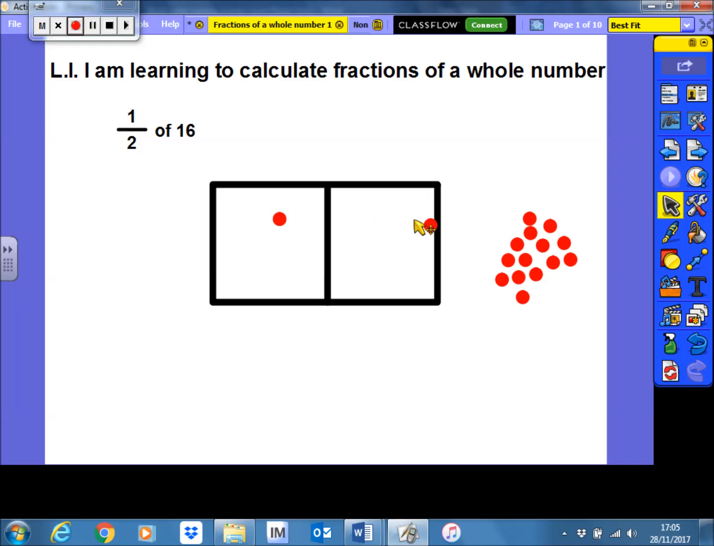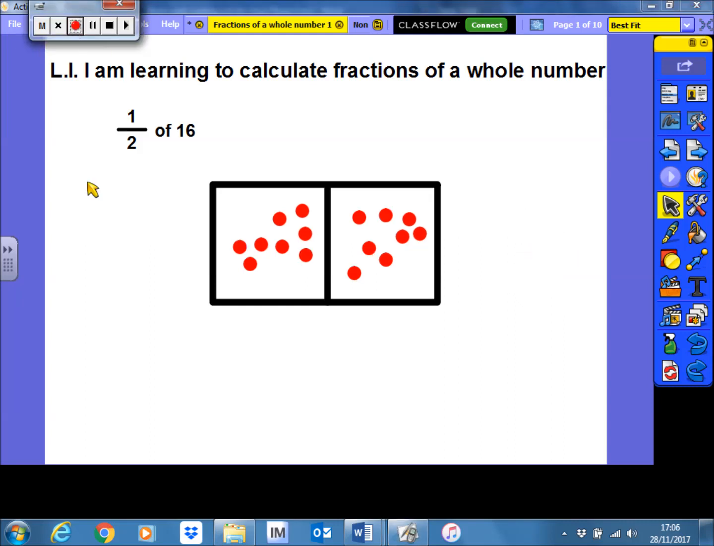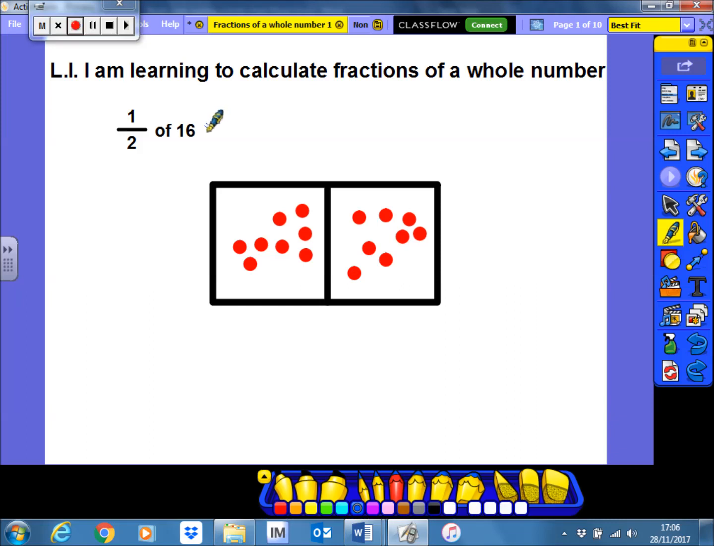I can start sharing them equally among these two groups, and this will let me know how many will belong in each group. Now they've been equally divided into two groups, we can see that there are 8 in this group and 8 in this group. So that lets us know that a half of 16 is 8.